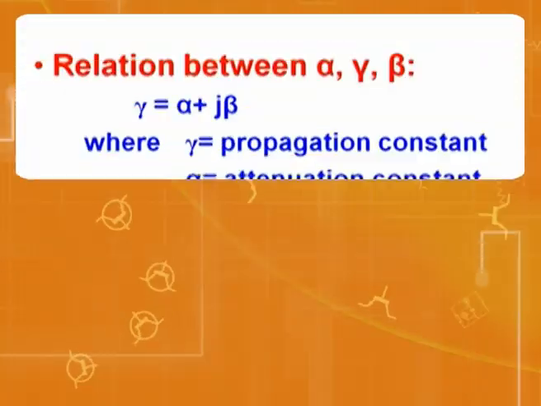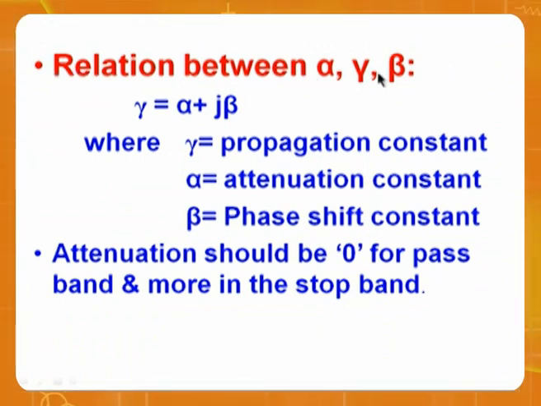Okay. Now I will take you through different filters. And before even that, we have the relation between alpha, beta, gamma. Alpha, beta, gamma are defined in this way. Gamma is equal to alpha plus j beta. Alpha is the attenuation factor, beta is the phase shift constant, and gamma is the propagation constant.